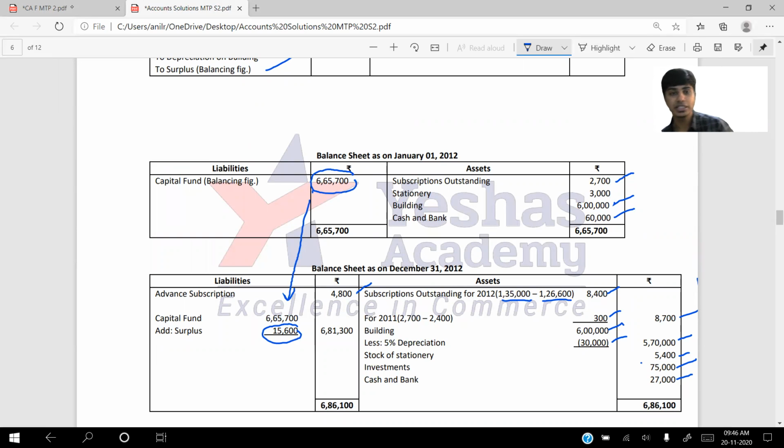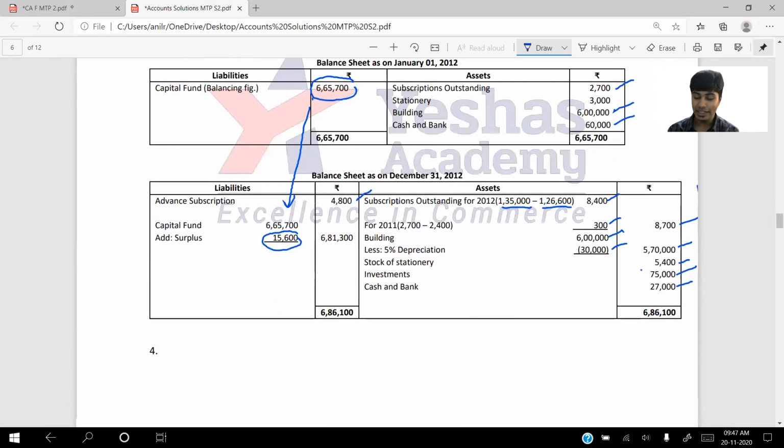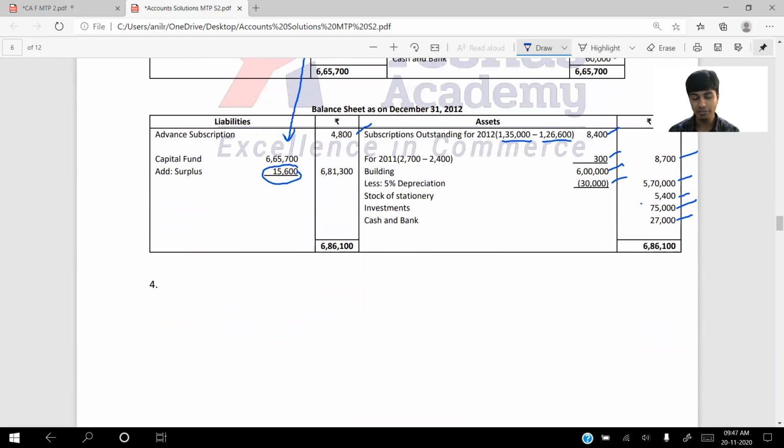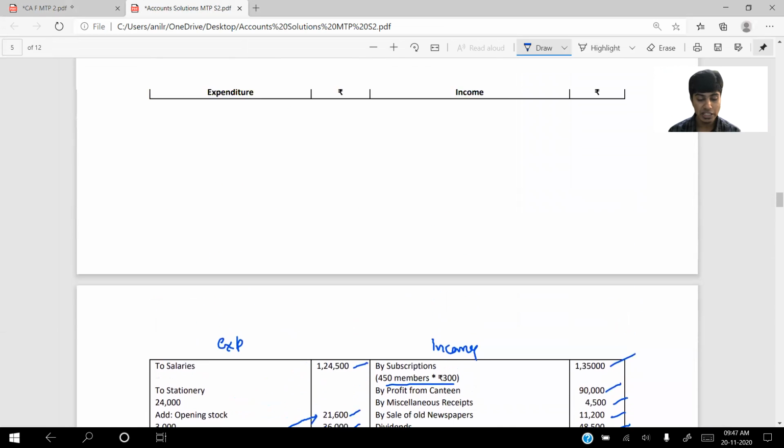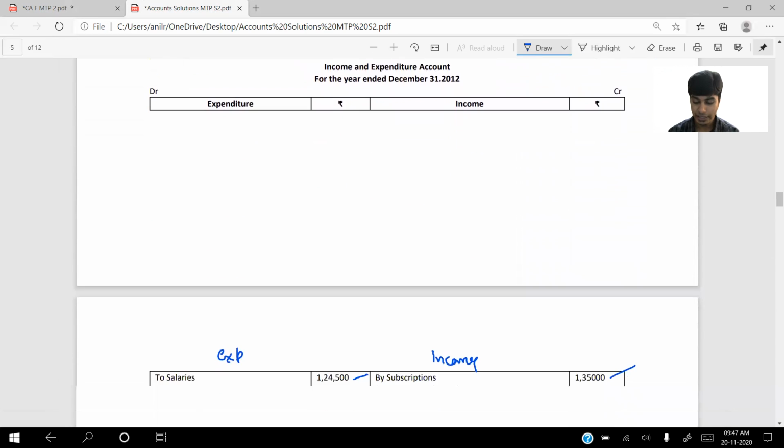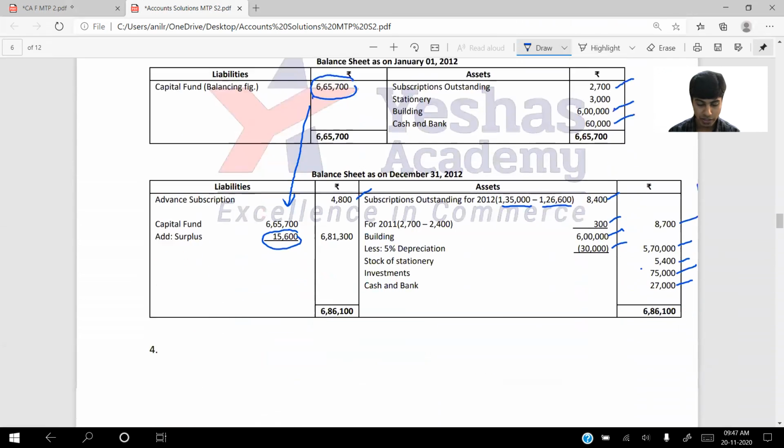We have everything on the asset side, and that's it. It will not happen so quick when you do it by yourself. It will take a little time, but it's worth it. Do this. So this is with respect to the NPO question. You guys get that? I hope you understood. By this, we're done with three questions.